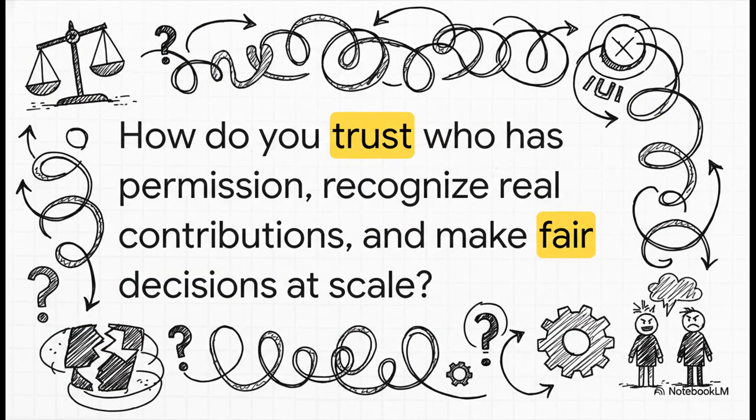Yeah, exactly. It's a huge problem. I mean, how do you trust who has permission to do what? How do you even recognize the people doing the real, valuable work? And how on earth do you make fair decisions when you're dealing with that kind of scale? It just gets messy. And when things get messy, projects grind to a halt, or worse, just fall apart.